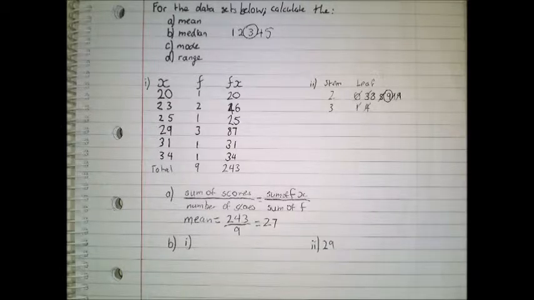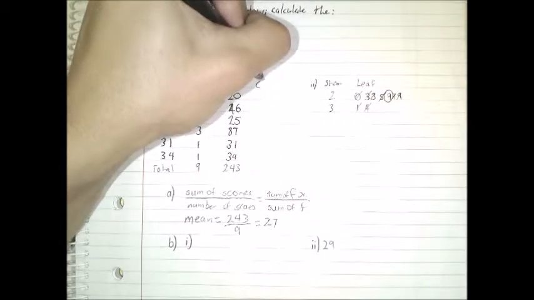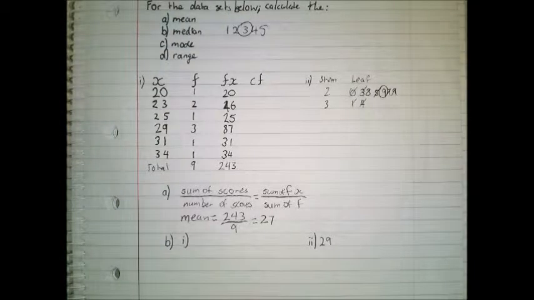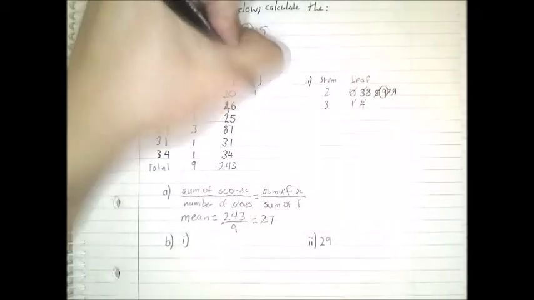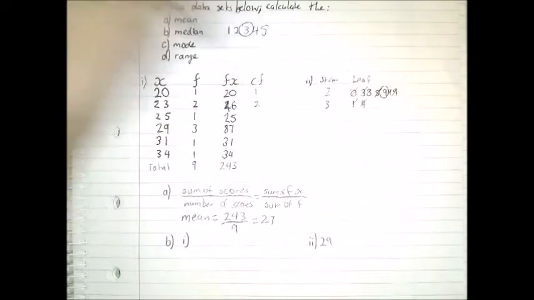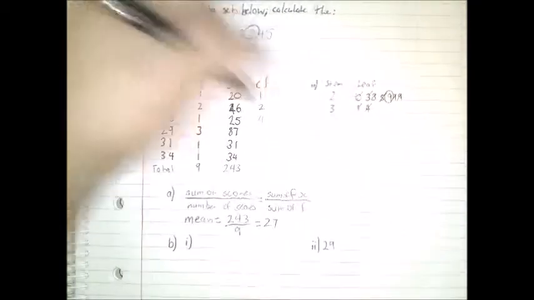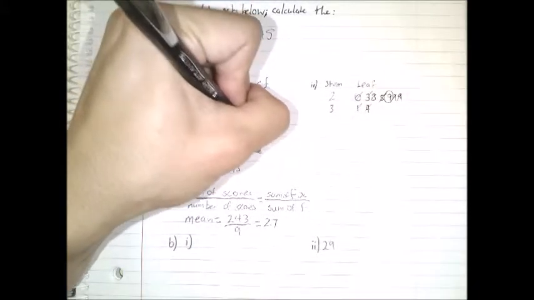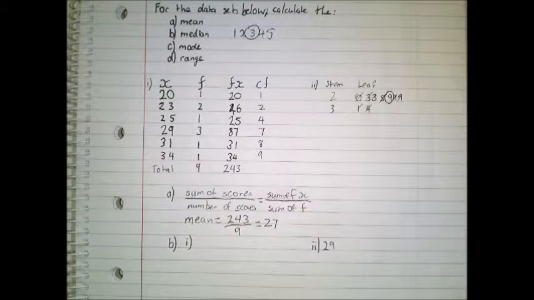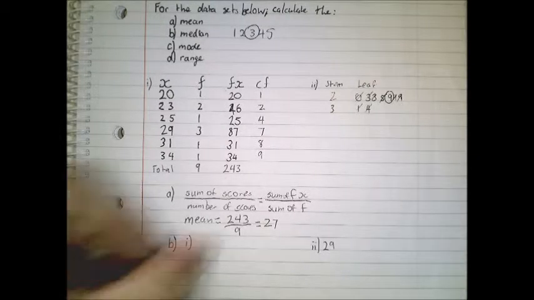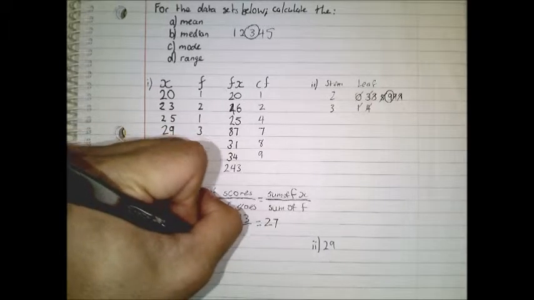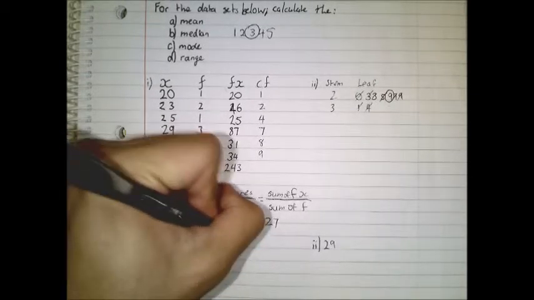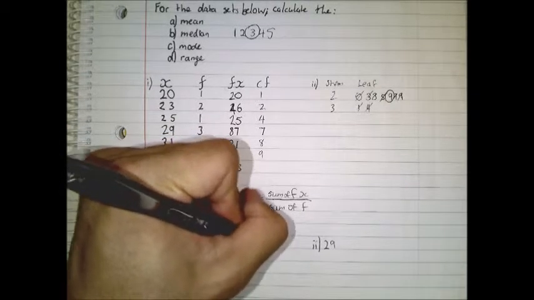When we're using a frequency table, finding the median can be a little bit more difficult, and this is the time where a cumulative frequency column can be quite useful. So I'm going to quickly fill that in. That's going to be 1 plus 2 is 3, plus 1 is 4, plus 3 is 7, plus 1 is 8, plus 1 is 9. Now, what we can do is figure out the middle number.